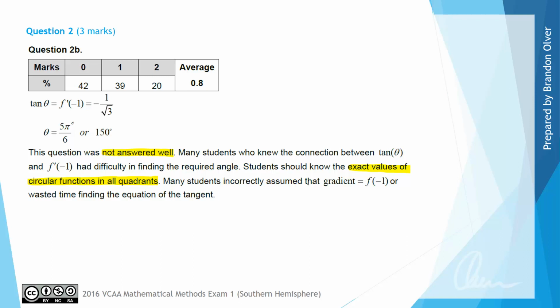Many students incorrectly assumed that the gradient was equal to f of -1 rather than f dashed of -1, or wasted time finding the equation of the tangent line rather than just working with the gradient of the tangent line, which was much more efficient in this case.